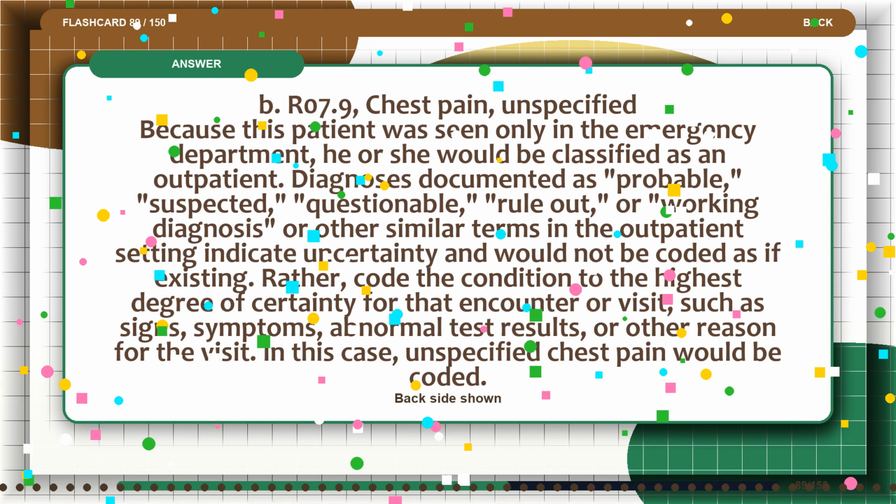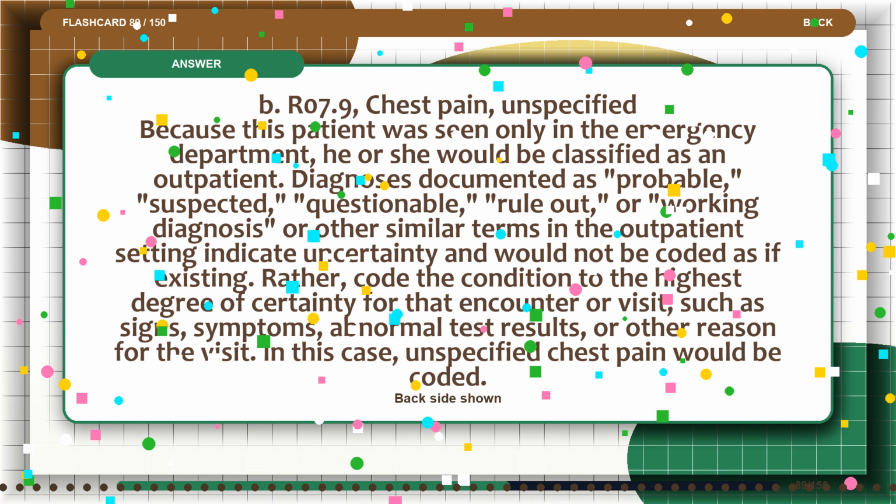The answer is B. R07.9, chest pain, unspecified, because this patient was seen only in the emergency department. He or she would be classified as an outpatient. Diagnosis documented as probable, suspected, questionable, rule out, or working diagnosis or other similar terms in the outpatient setting indicate uncertainty and would not be coded as if existing.